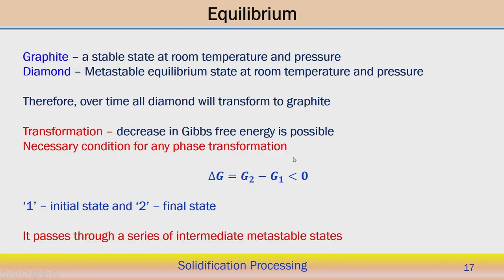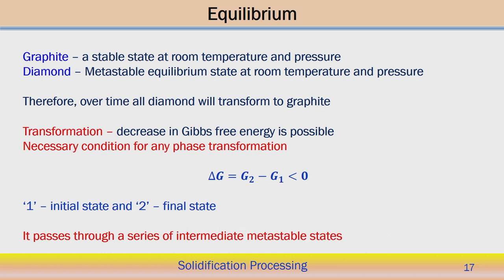Now one example is that graphite is the stable state at room temperature and pressure, but diamond is also considered a metastable equilibrium state at room temperature and pressure, because over time diamond can transform to the graphite structure. So although graphite, one phase of carbon, is the stable state at room temperature, diamond may not be stable at room temperature and pressure. It is a metastable state and over time will transform to another phase, trying to reach the equilibrium phase, and that phase is graphite.